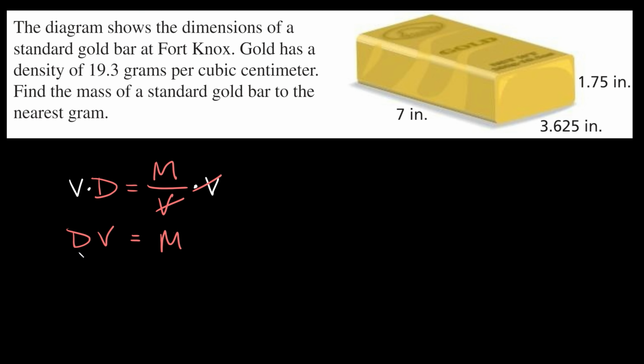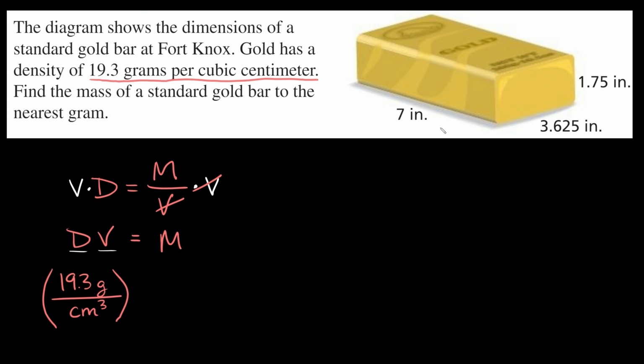All right, so let's plug in what we know for the density and the volume. Here the problem tells us that gold has a density of 19.3 grams per cubic centimeter. So let's plug this in for the density. The density is 19.3 grams per centimeter cubed, or cubic centimeter. All right, so that's the density right there. And now we're going to multiply that by the volume of this gold bar.